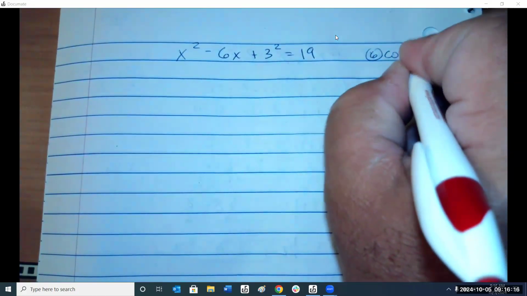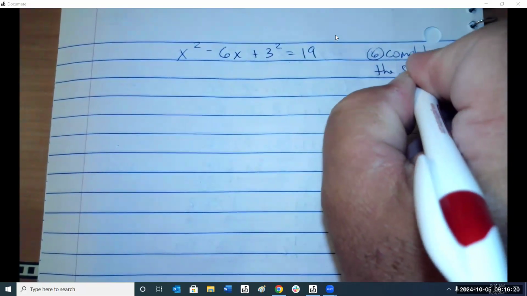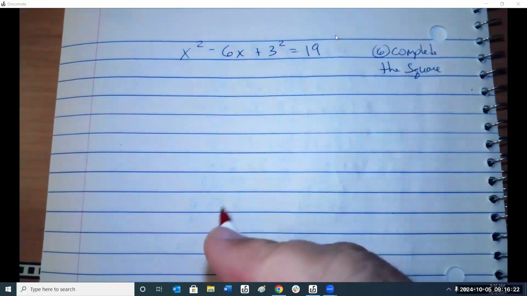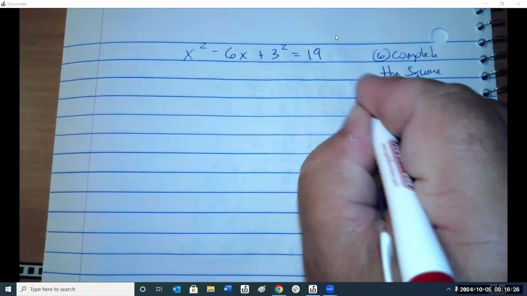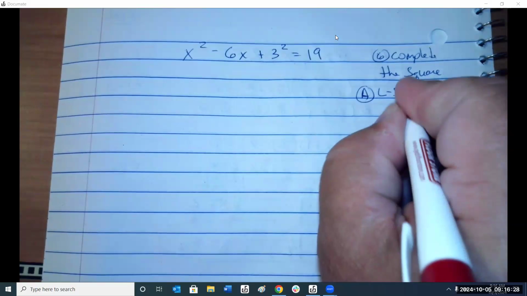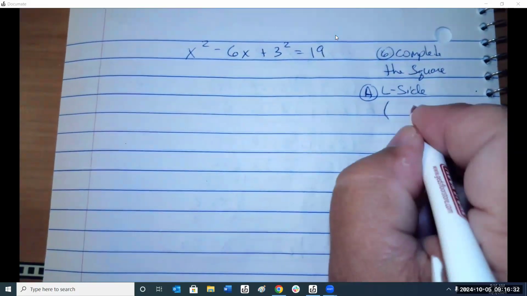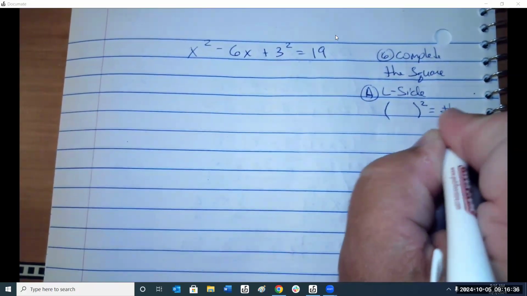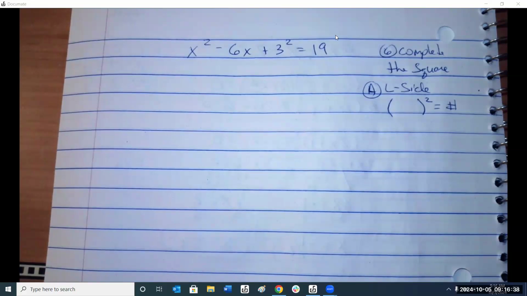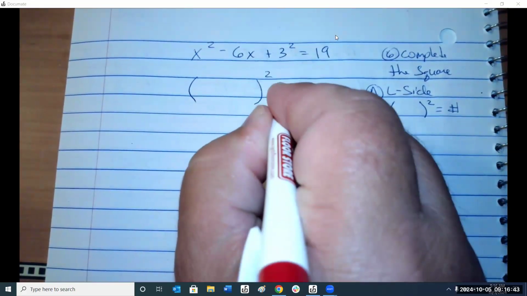Complete the square. So on the left side, this is A. On the left side, put parentheses and a square equals the number. So on this side, we're going to have a big parentheses squared.